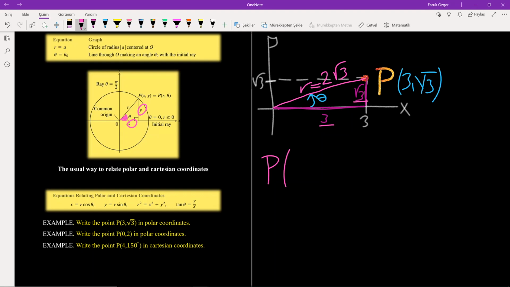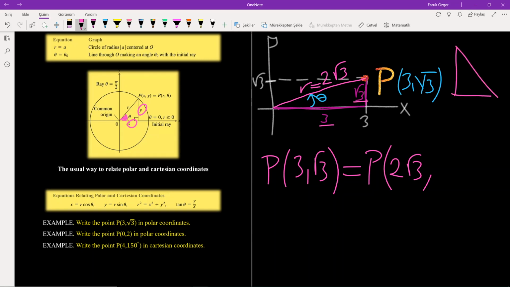So, the point (3, square root of 3) has r equal to 2 square root of 3. What about theta? What about the angle? As you see, this is a special triangle. Let's remember this. This is a, this is a square root of 3, and this is 2a. In this case, a is square root of 3.